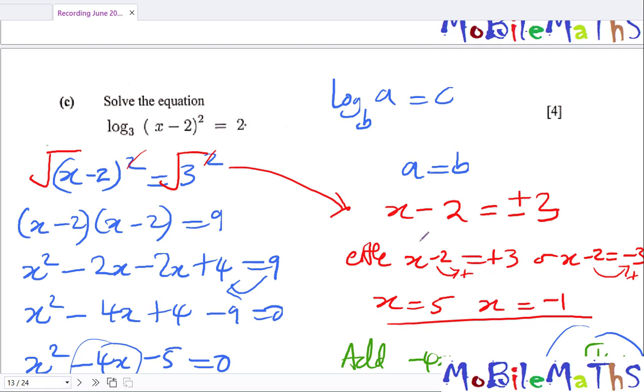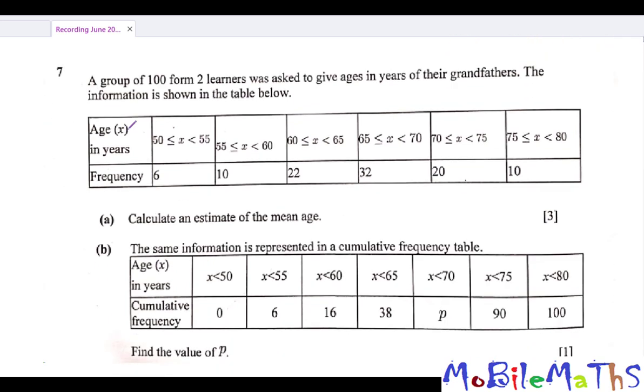So the main problem was here. If you understand your logarithms, then everything will be fine. Okay, so let's move forward. Guys, now we are on number 7.